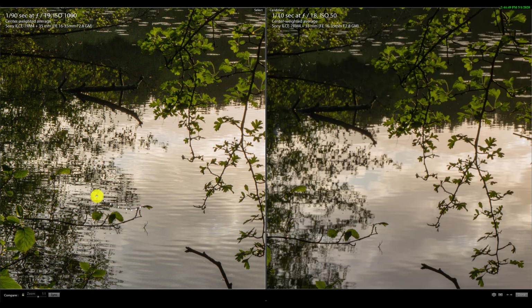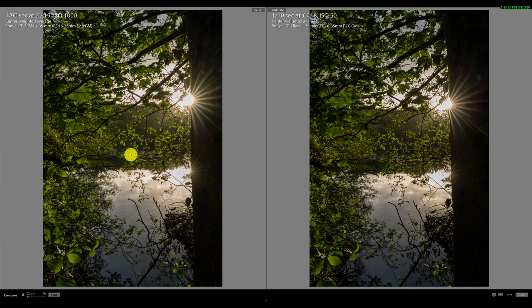So here we are, you can see that the ripples and the reflections are more defined on the left-hand image. The right-hand image, they're much less well defined, and equally the ripples, and so on and so forth. Well, that's the first major difference that we're seeing.